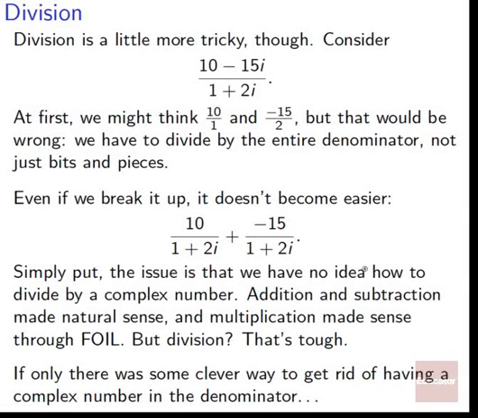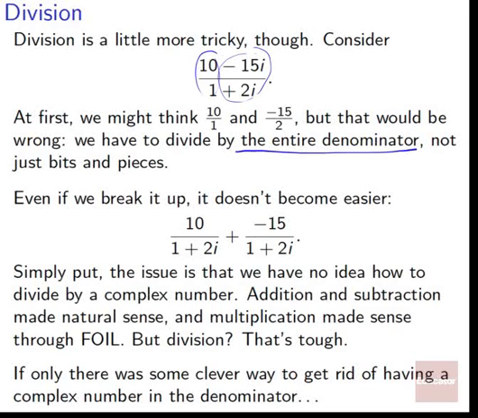Final one, division. Now, division is a little more tricky. Consider if we had 10 minus 15i over 1 plus 2i. At first we might think, oh hey, we've got 10 and 1, and we've got negative 15i and 2i, so we'll get 10 over 1 and negative 15 over 2 because the i's will cancel out. But that would be wrong. We have to divide by the entire denominator, not just bits and pieces.